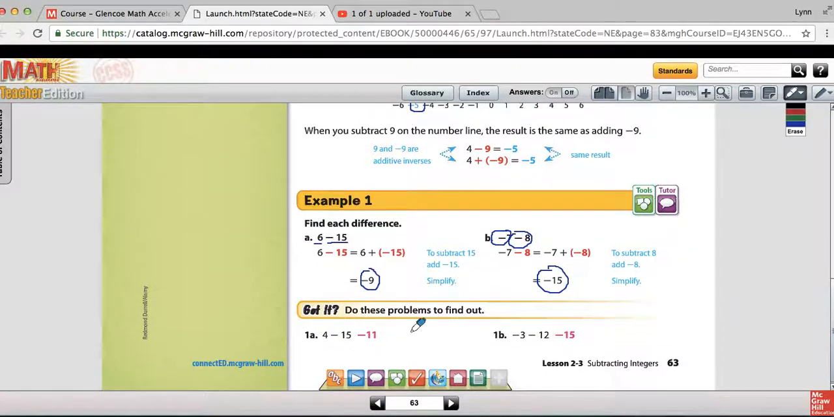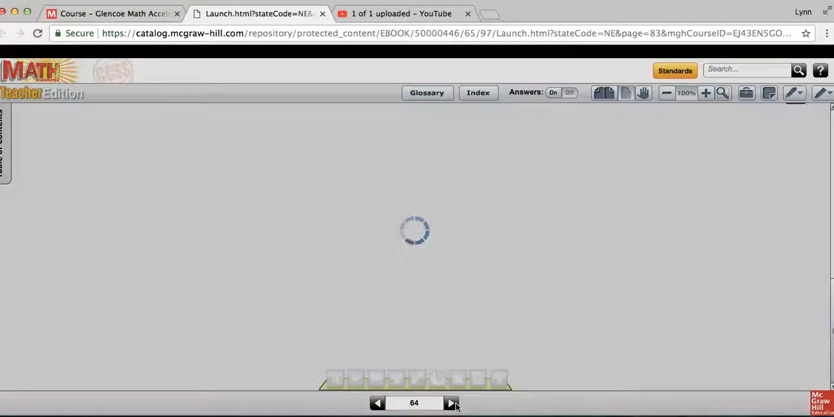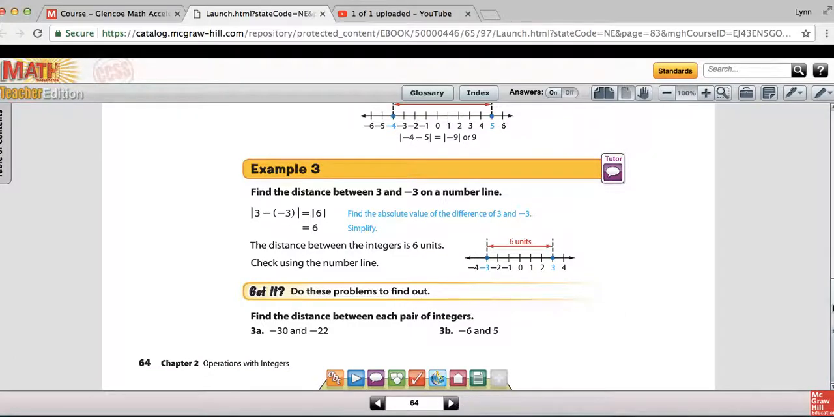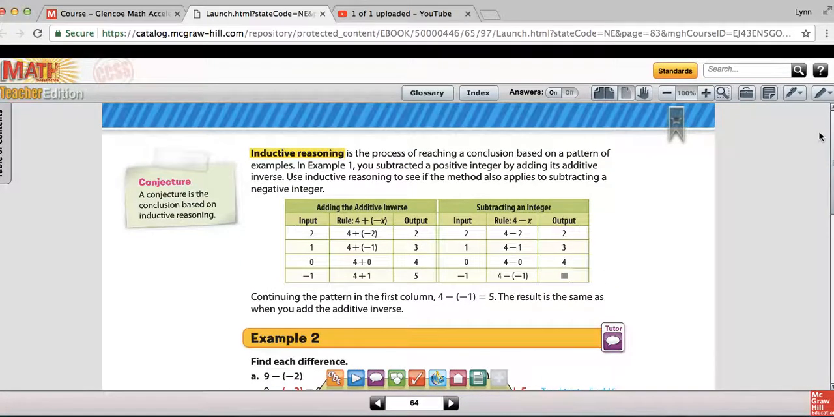For 1A at the bottom, you can record these on your note sheet. 4 take away 15, you only have $4, but you spend 15, so you're going to be in the hole, negative $11. For 1B, if you were already negative $3 and then you spent another 12, you're going to end up being at negative 15. Make sure you get those recorded, and if you need to write a number line on your note sheet, that's fine. We're going to get some more practice on subtracting integers in this lesson.